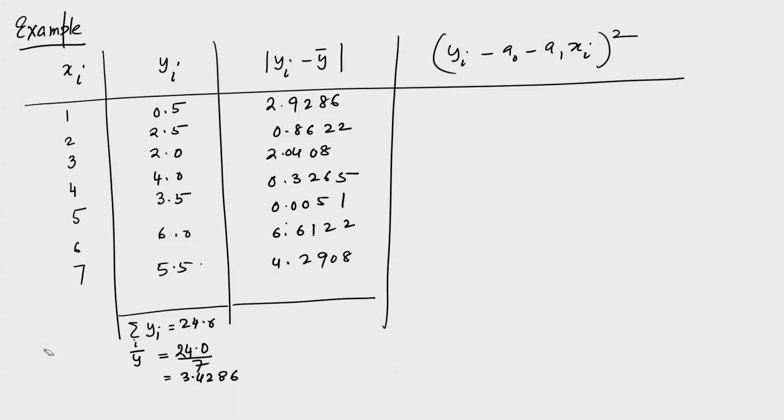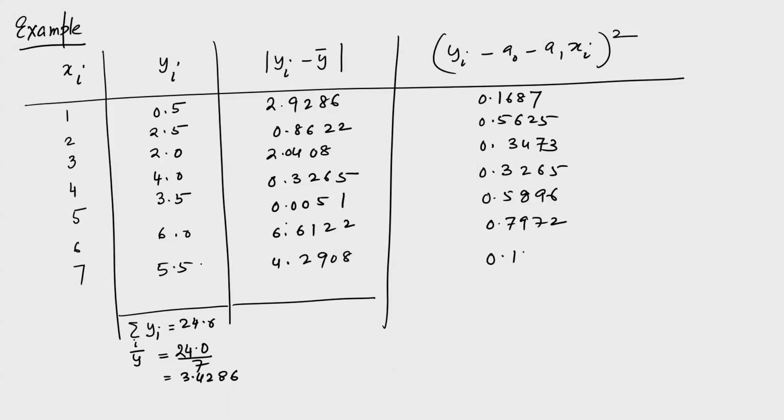So, this is y i minus y bar, and if you calculate these data, it is 0.1687, 0.5625, 0.3473, 0.3265, 0.5896, 0.7972 and 0.1993.